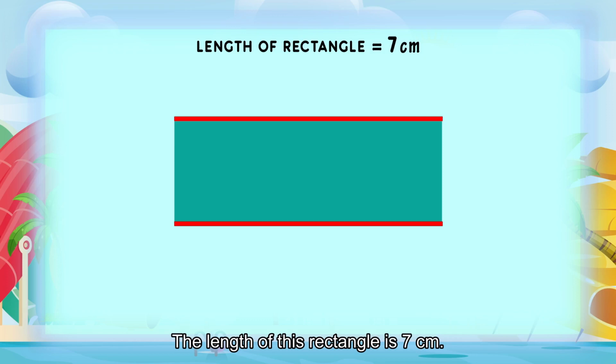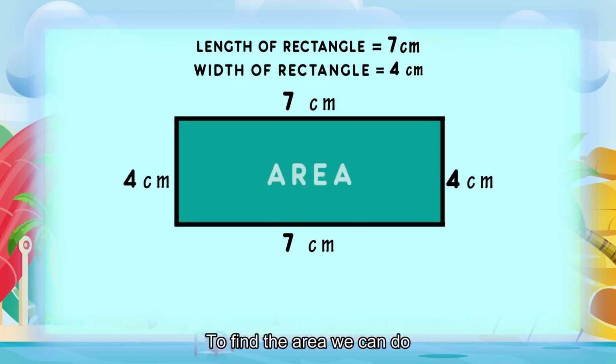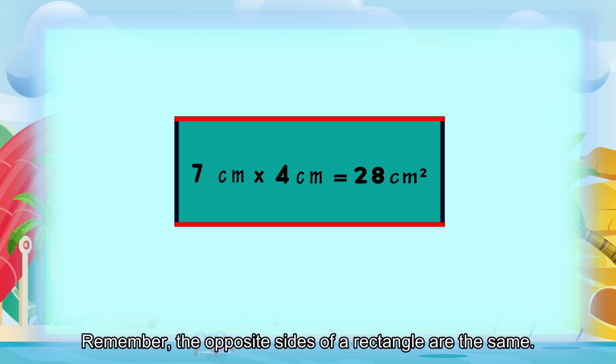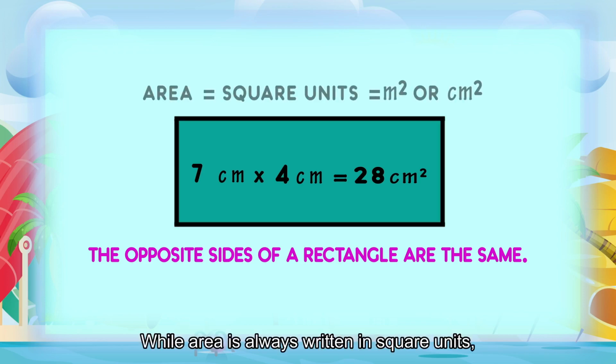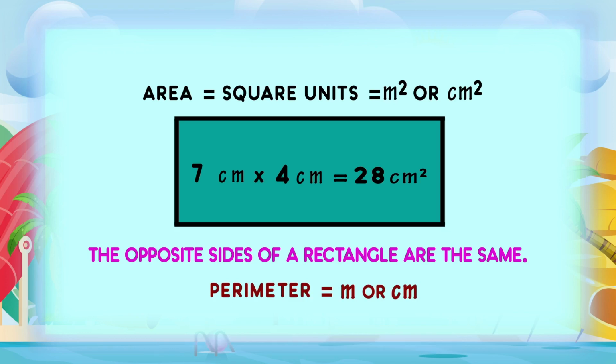Like this. The length of this rectangle is 7 centimeters. The breadth of the rectangle is 4 centimeters. To find the area, we can do 7 multiplied by 4. That equals 28 square centimeters. Remember, the opposite sides of a rectangle are the same. While area is always written in square units, perimeter is written in the unit of length.